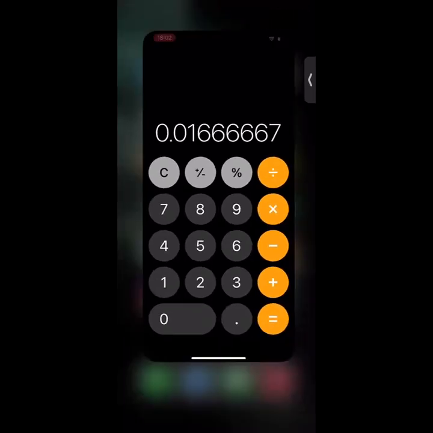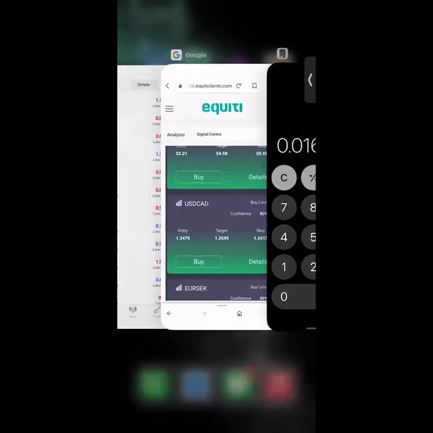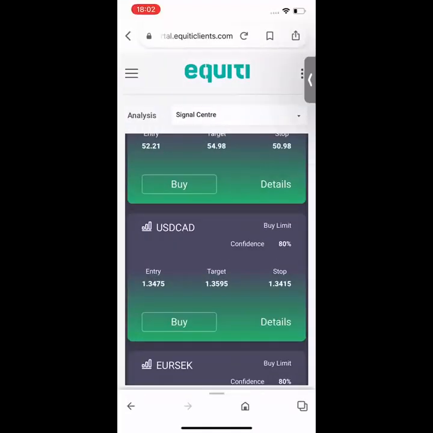So having known this, I will simply come back here and pick my entry value, my target value, and also my stop loss value. You can actually have those values written down. Our entry is at 1.3475, our take profit is at 1.3595, and our stop loss, of course, is at 1.3415. All right, that's very simple and that's all we need.